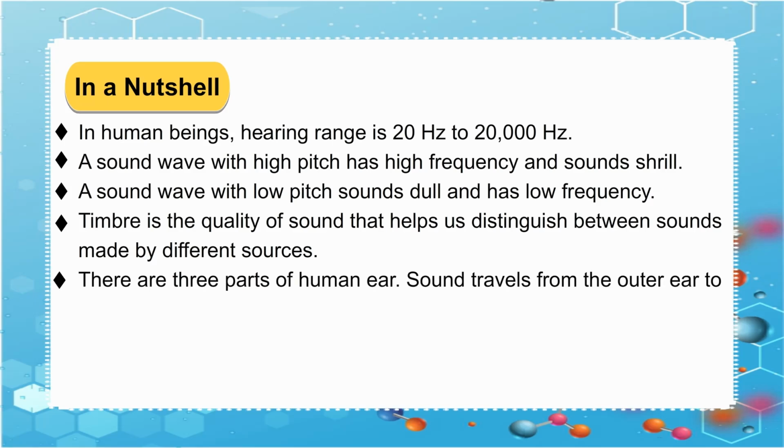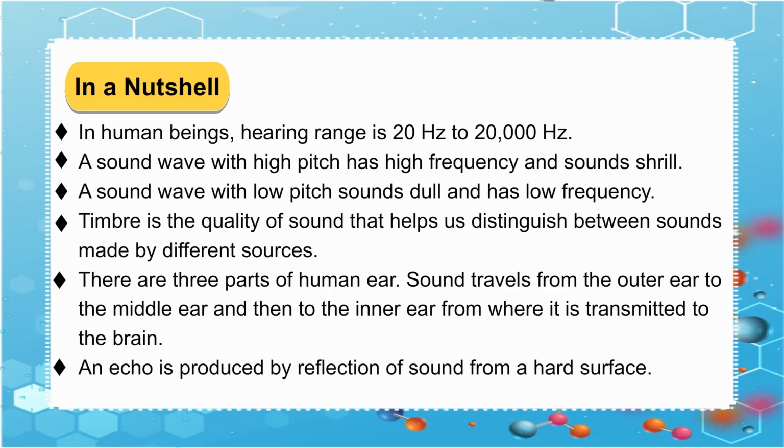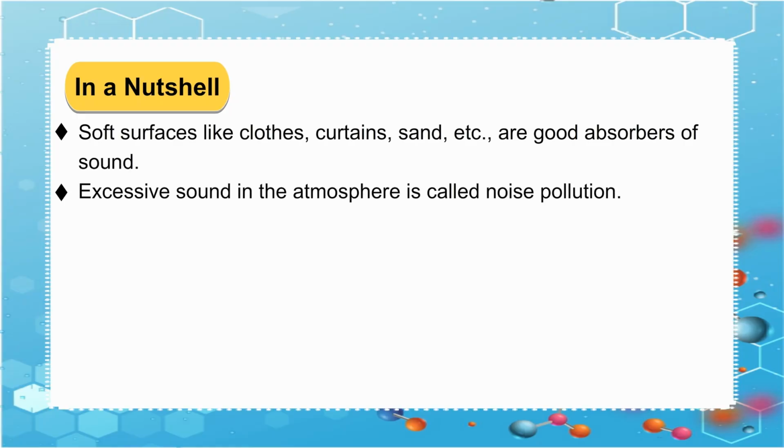There are three parts of human ear. Sound travels from the outer ear to the middle ear and then to the inner ear, from where it is transmitted to the brain. An echo is produced by reflection of sound from a hard surface. Soft surfaces like clothes, curtains, sand, etc. are good absorbers of sound. Excessive sound in the atmosphere is called noise pollution.